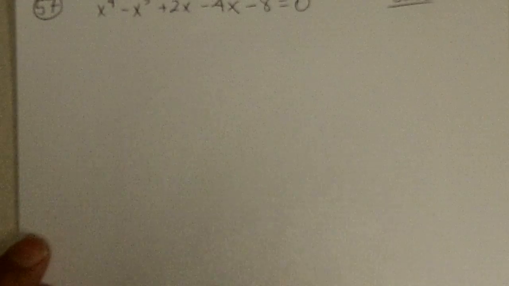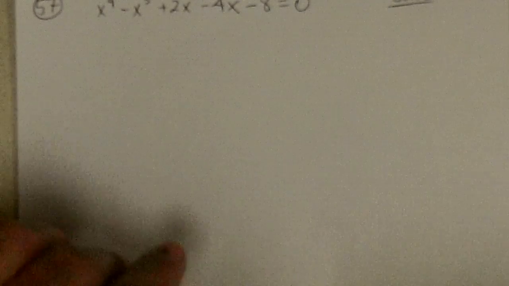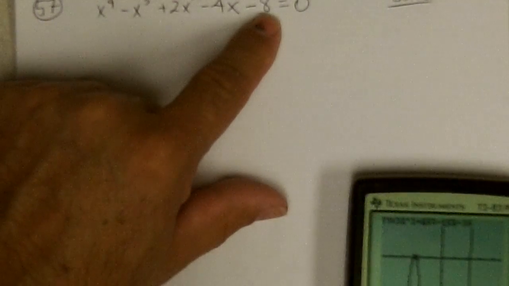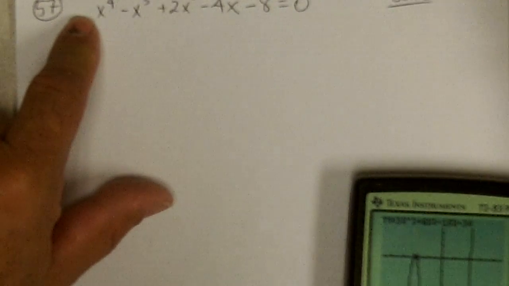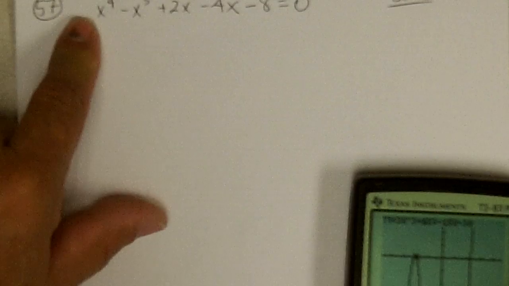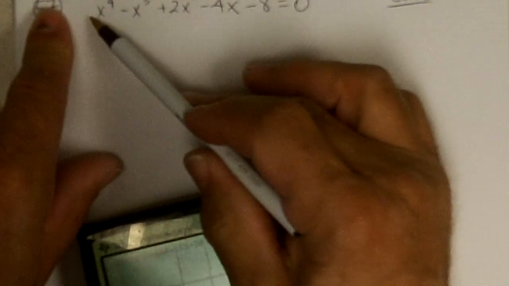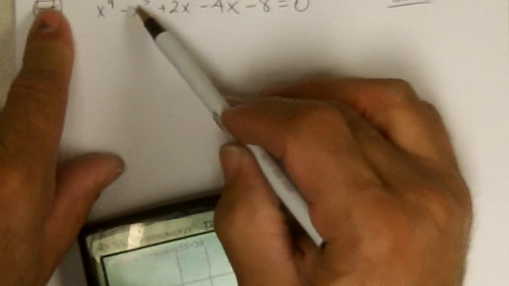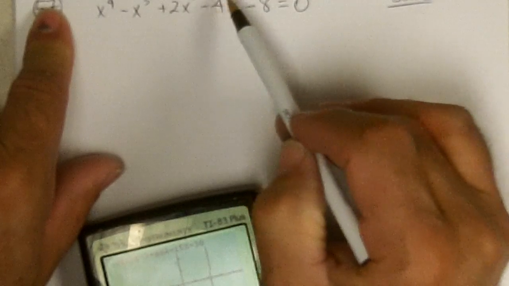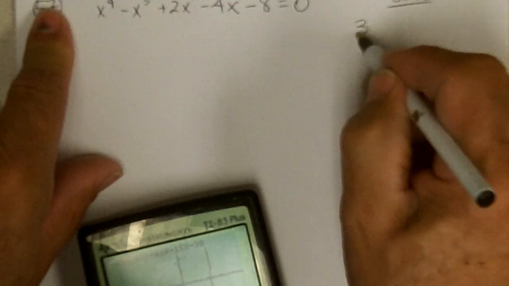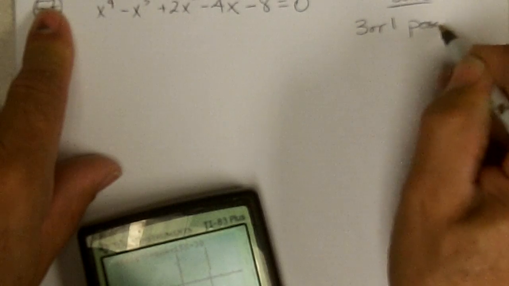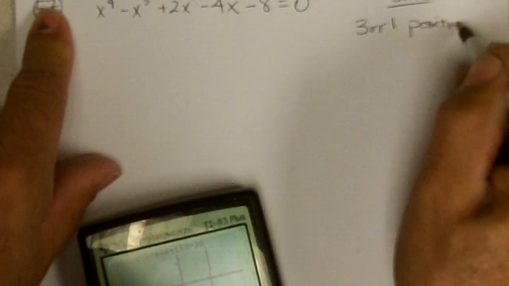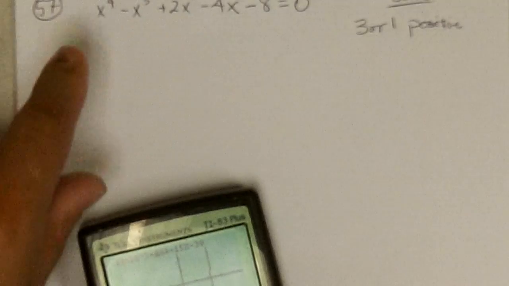57, it says solve this. Well, again, I could use the rational root theorem that there's got to be factors of 8 over factors of 1. So it's 4, 2, or 1, positive or negative. How many are positive? Let's see. 1 sign change, 2, 3 sign changes. So there's 3 or 1 positive roots.